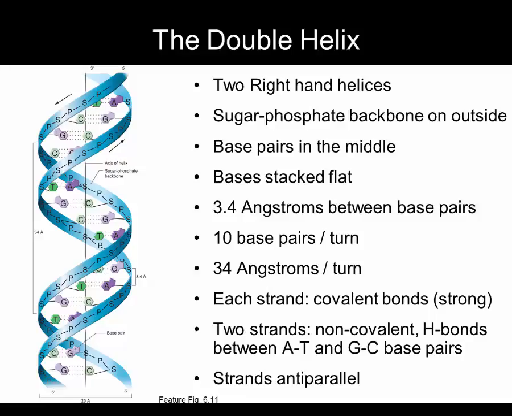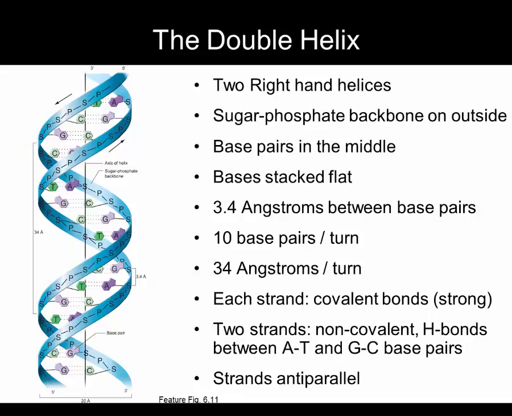Here's a double helix in all its glory. 2 right-handed helices with the sugar-phosphate backbone on the outside, and the bases paired and stacked flat in the middle. The distance between each base is 3.4 angstroms, explaining the 3.4 angstrom periodicity Franklin saw. And each turn of the helix has 10 bases, explaining the 34 angstrom period in Franklin's data.